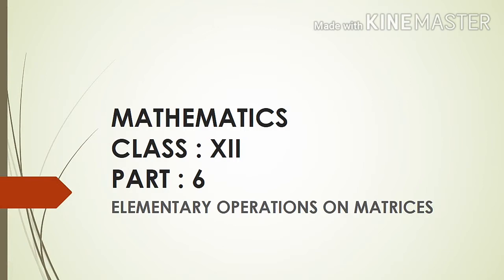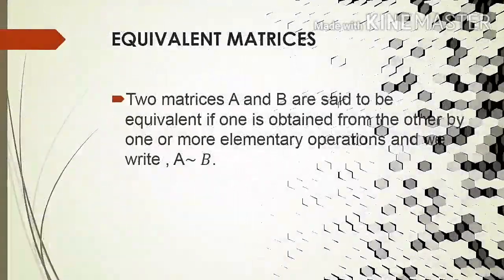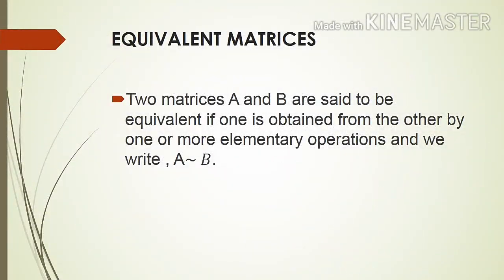I am here to teach mathematics of class 12, chapter 3, matrices, and in that, elementary operations on matrices I am discussing today. For that, first you have to know equivalent matrices. Two matrices A and B are said to be equivalent if one is obtained from the other by one or more elementary operations, and we write that A is equivalent to B.